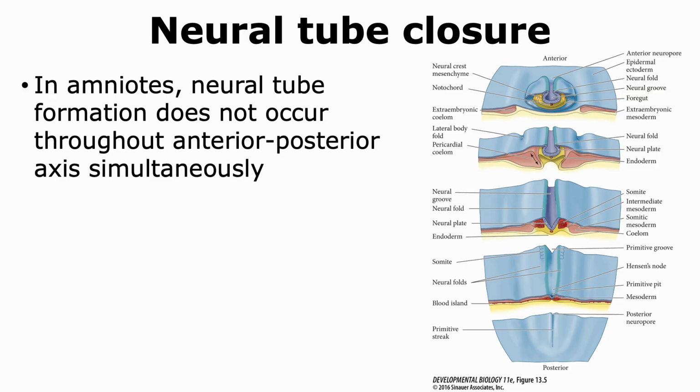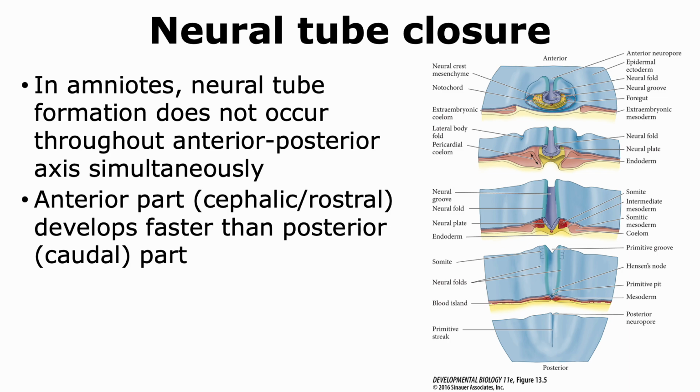Now let's just spend a few moments on neural tube closure. Now in the case of amniotes, the neural tube formation does not occur through the anterior-posterior axis simultaneously. So the anterior part, which is also called the cephalic or rostral part, tends to develop faster than the posterior, that is also called the caudal part.